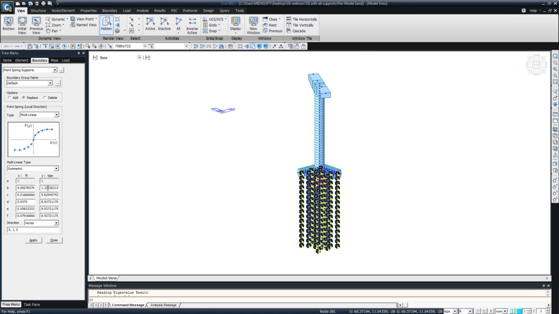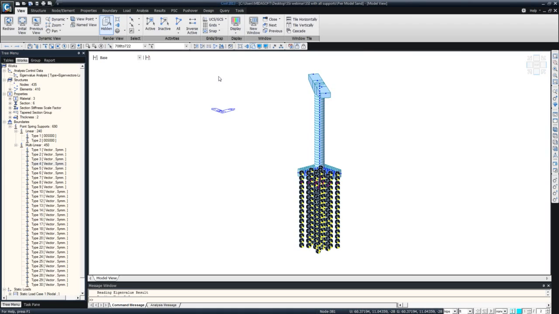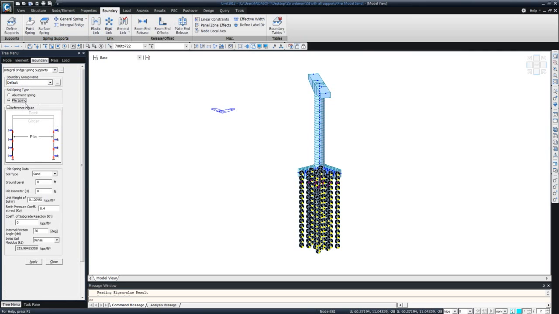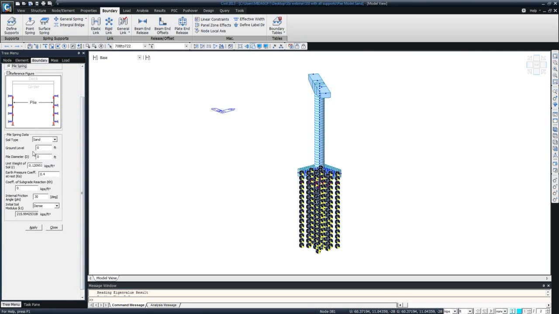And these parameters, these numbers here, they are automatically calculated by the Matlock and Reese formulae, which is embedded into the software. And to define that, I just go to boundary, integral bridge, and I go to pile springs, and this way I can define the parameters, and the springs will be automatically generated by the program.